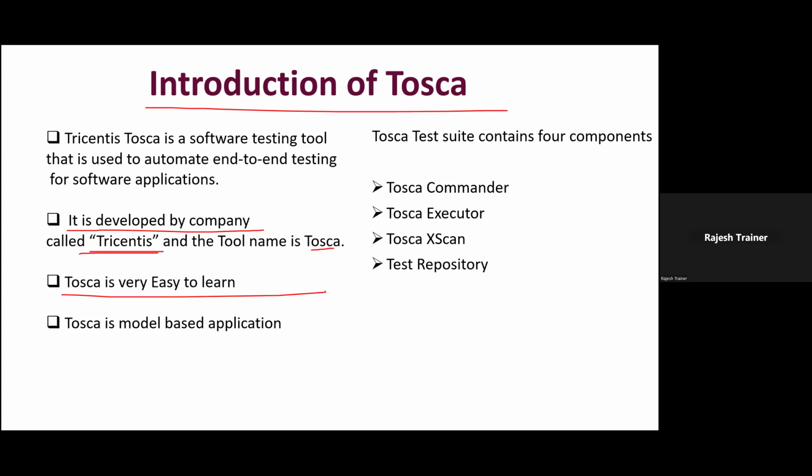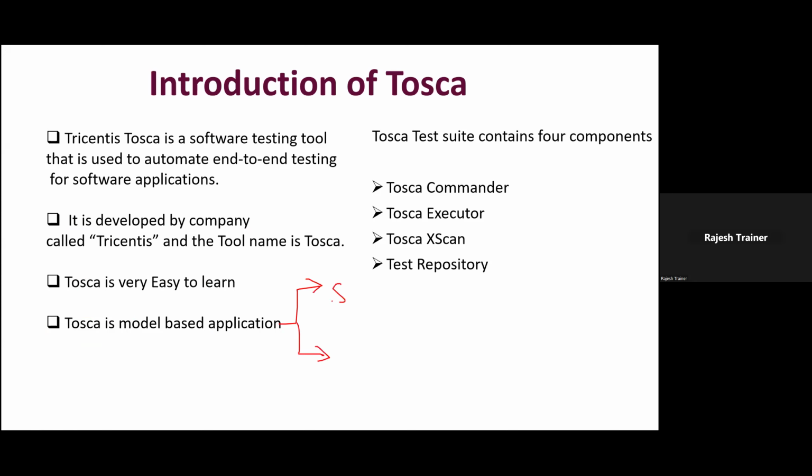Next, it is very easy to learn. Since there is no code, obviously it is very easy, right? Next, Tosca is a model-based application, instead of writing code. From a tool perspective, we have mainly two types: scripting tools and model-based tools. We'll see how it looks.